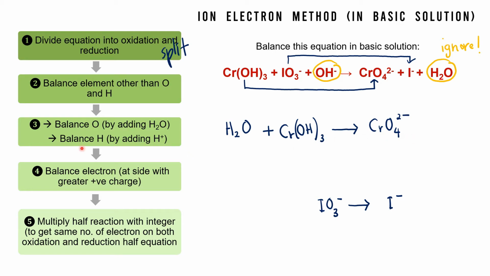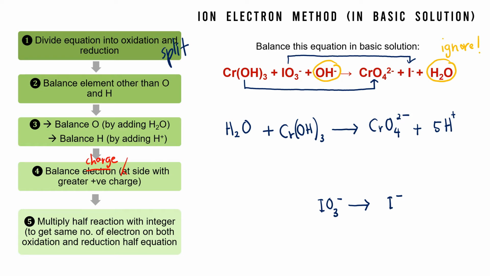So to balance the hydrogen, you have to add H plus di sebelah yang kekurangan hydrogen tersebut. So bermaksud we have to add H plus di sebelah kanan. Berapa banyak nak tambah? We have to add sebanyak 5 lah, kerana kita ada 5 hydrogen sebelah kiri. So kanan pun mesti kena 5H plus. So now we have balanced until step 3. Next one, balance electron. Sorry, this is not electron. You have to balance the charge.